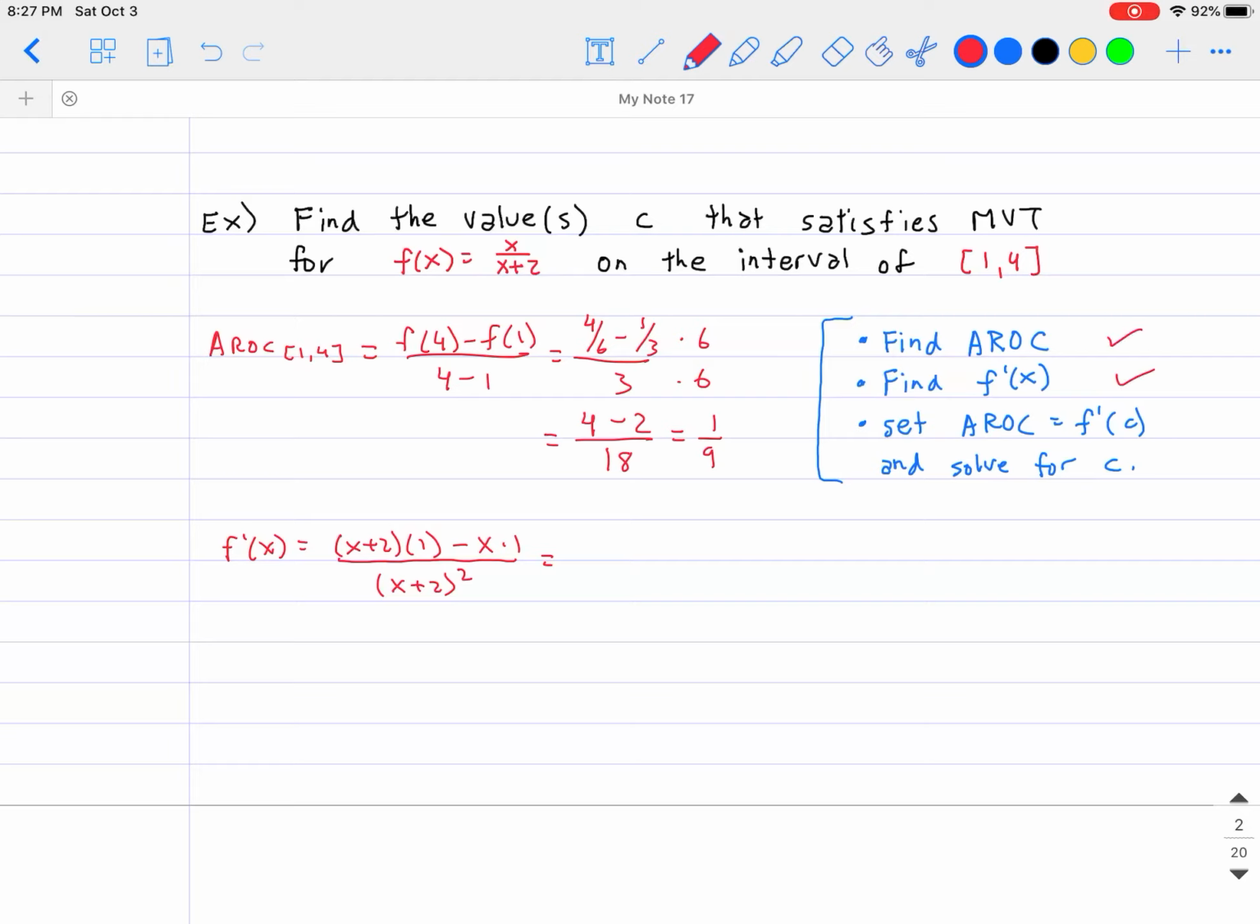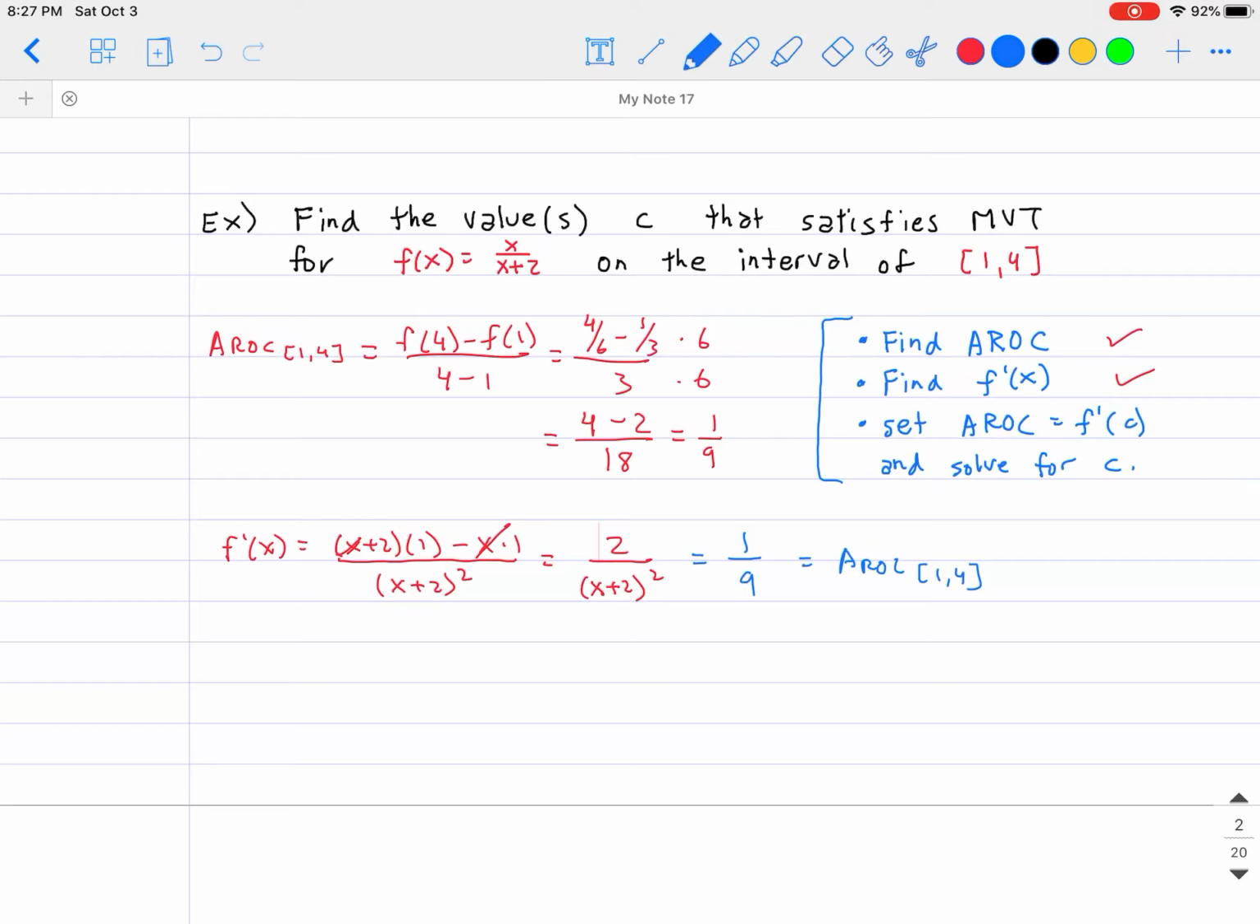And then we're going to set the equations equal to each other. By the way, right now we're over here in the second step. So the top part, we have x plus 2 minus x. That gives us plain old 2, because the x over here and the x over here cancel out, all divided by x plus 2 quantity squared. And if you remember, we're going to take that and set it equal to our 1/9, which is our average rate of change within that interval of 1 to 4.